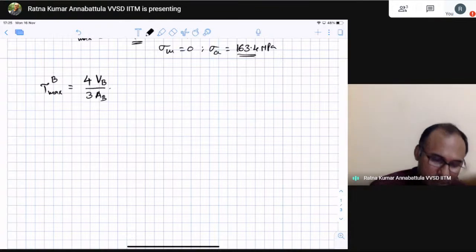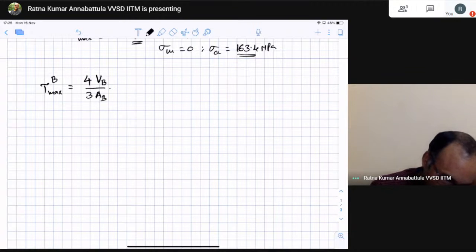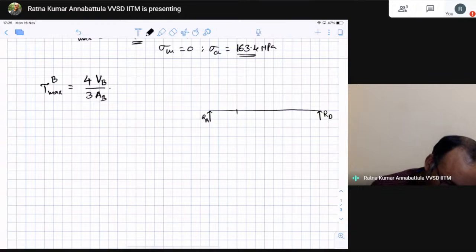What is VB? VB is your shear force. So now we need to get the shear force diagram right. Okay, so let us get the shear force diagram. That is my A, RA, RB. This is 100, 200. So this is your E. One minute. Let me draw it to scale so that it is easy.